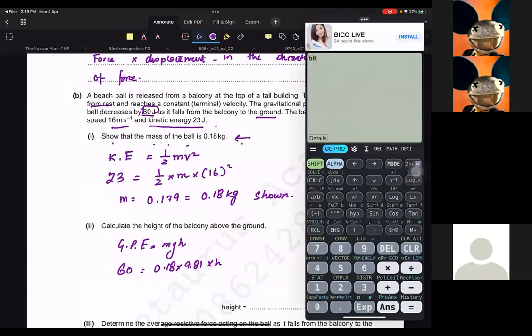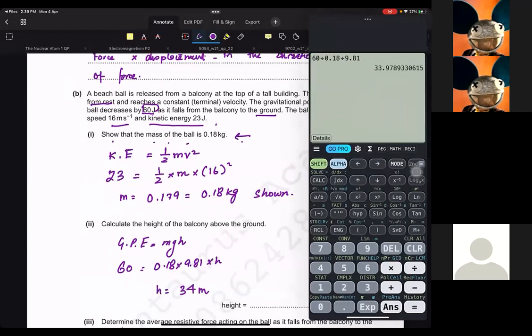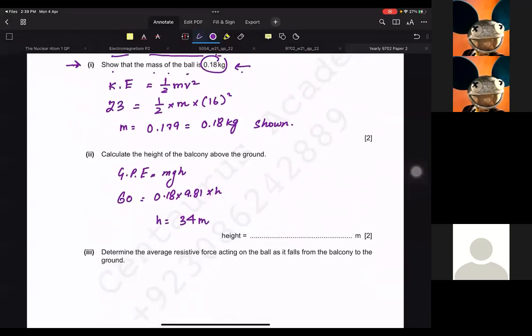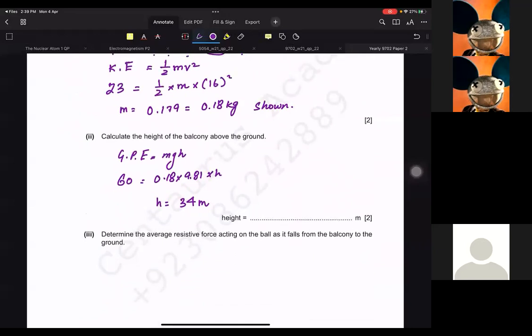In case you were not able to do the first part, do not worry, because this has to be 34 meters. If you do not end up doing this, please use this value, because only 2 marks will be deducted and you will still get the marks ahead. So do not skip the whole thing.